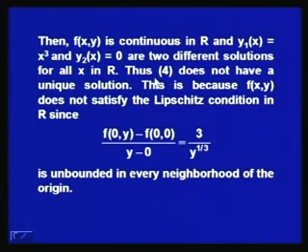Thus, the differential equation dy/dx equal to 3 times y to the power 2/3 does not have a unique solution, and this is because the function f(x, y), which is 3 times y to the power 2/3, does not satisfy the Lipschitz condition in the region R, since f(0, y) minus f(0, 0), which will be equal to 3 times y to the power 2/3 divided by y minus 0, will be equal to 3 over y to the power 1/3, which is unbounded in every neighborhood of the origin, and origin is a point which lies in the region R. Therefore, the function f(x, y) does not satisfy the Lipschitz condition.